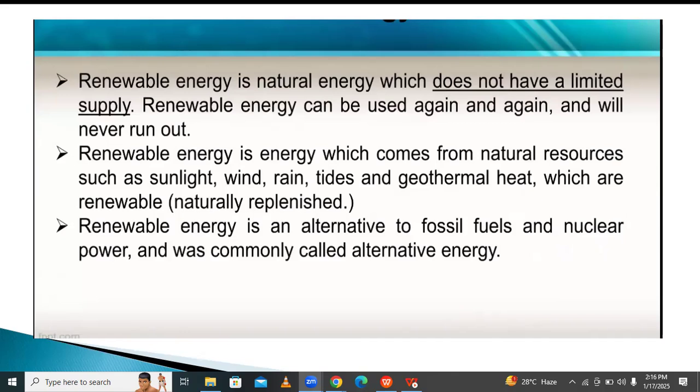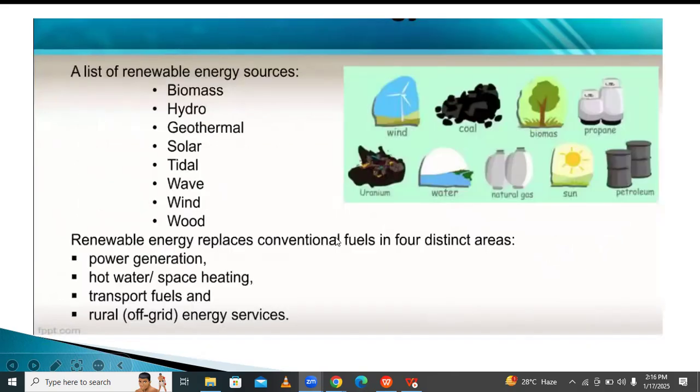Renewable energy is an alternative to fossil fuels and nuclear power, commonly called alternative energy sources. Here is a list of renewable sources: biomass, hydro, geothermal, solar, tidal, wave, and wind. These all come under renewable energy sources. These renewable energy sources replace conventional fuels in power generation, hot water, transportation fuels, and rural energy services.